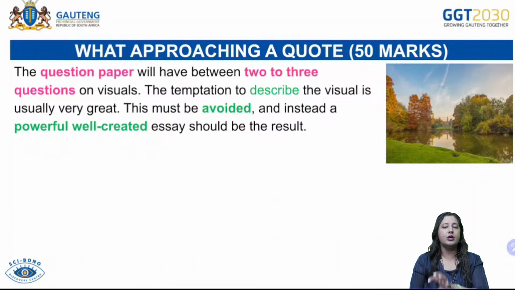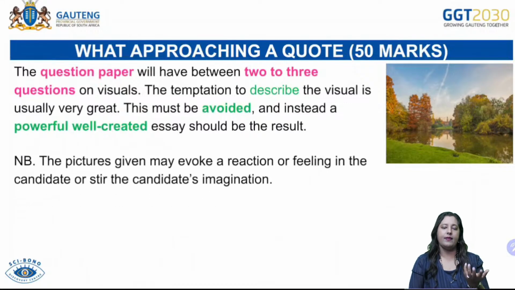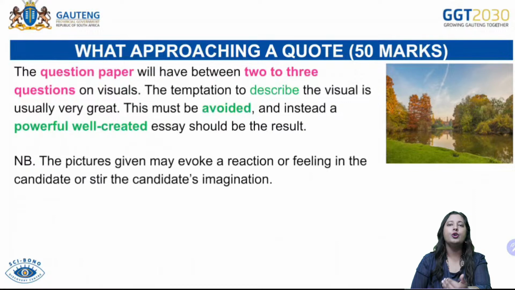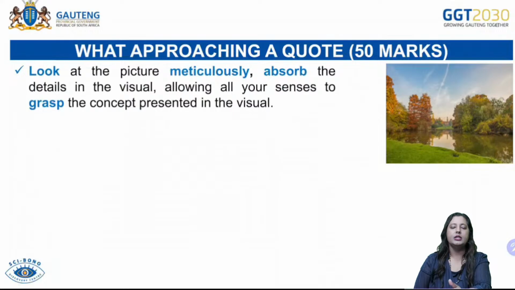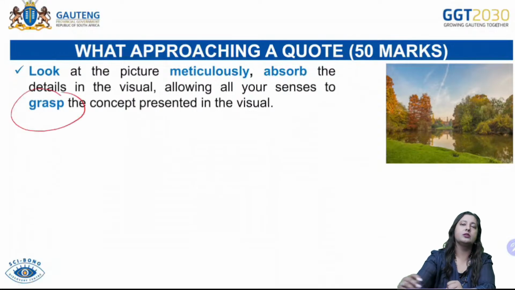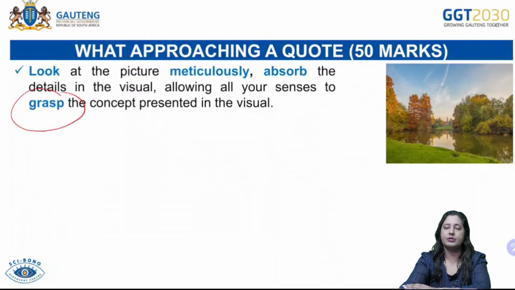So you can choose a part or 2 of that particular piece of work and image, and then write about it. So it's there to evoke a reaction within yourselves. And therefore, when you've got that reaction, you'd like to share it with the reader. And therefore, you would then do that when you are drafting your piece of work. Right. So look at it meticulously, absorb all the details in the visual, and then make sure it grasps the concept of what the visual is presenting.